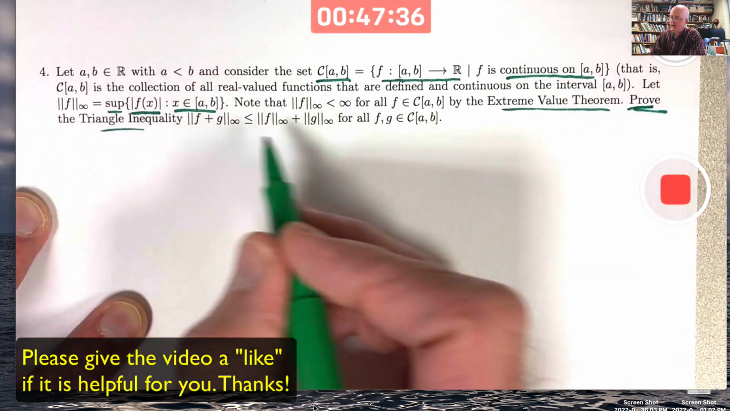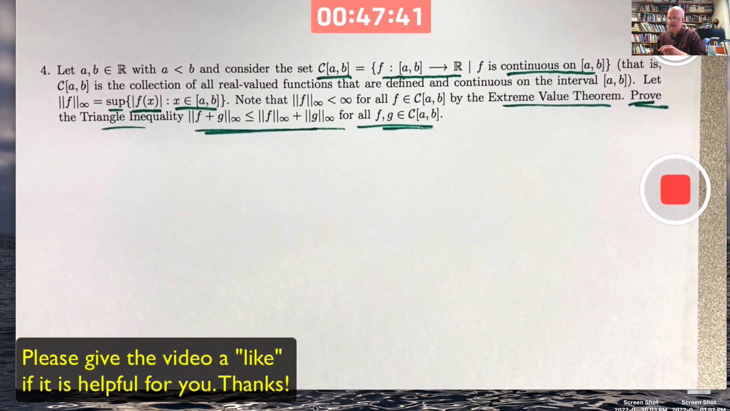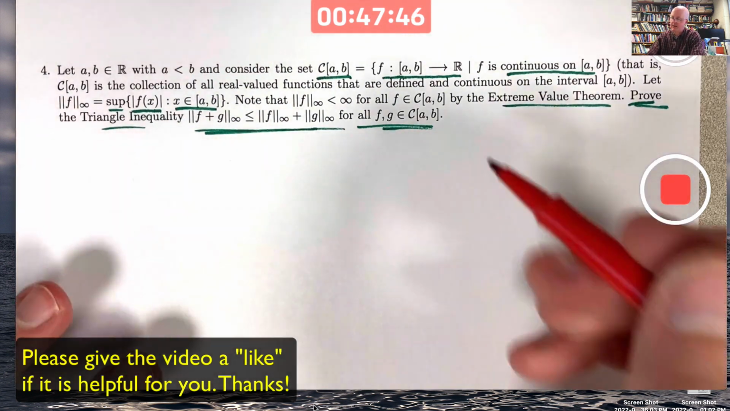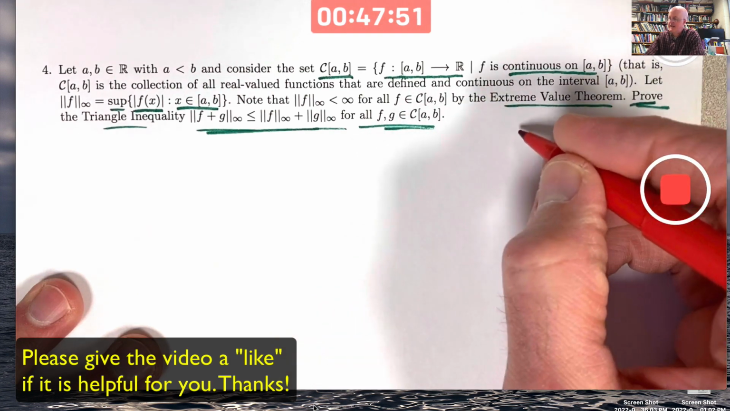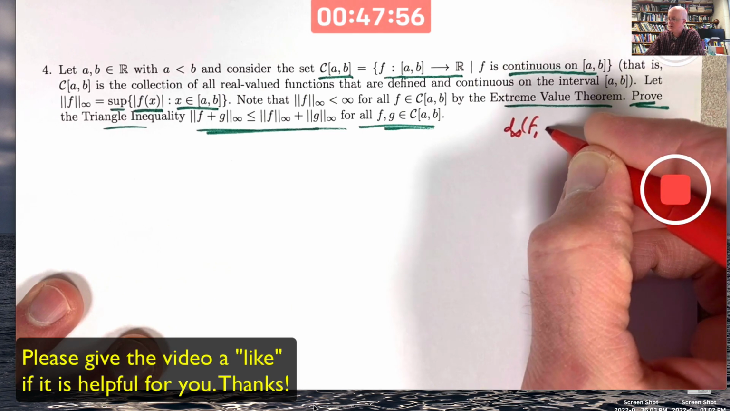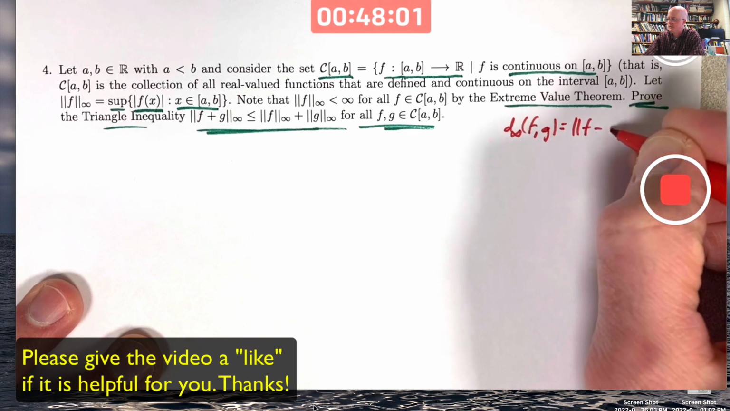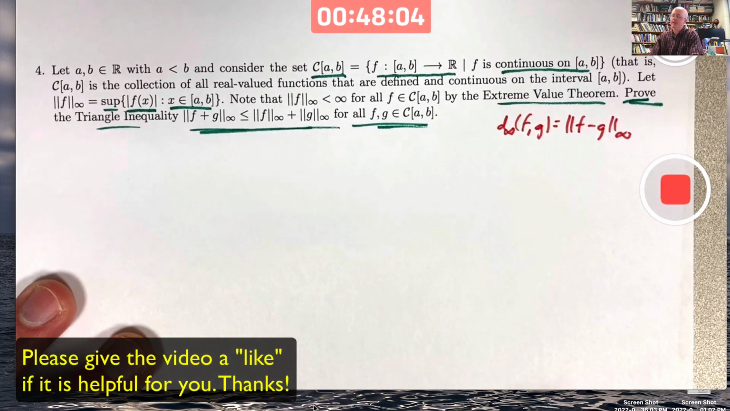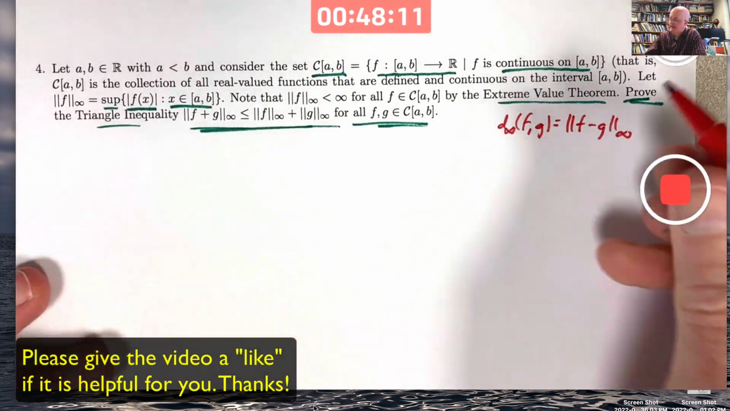Prove the triangle inequality. This is true for all functions f and g in this space of continuous functions from A to B. Let me remark, is this a metric space? When I assign this norm, yes it is. You could call it the infinity metric. The distance between two functions in this metric space would be defined by the norm of their difference with respect to that norm, the infinity norm. Okay, that would define a metric. That's just a side note.